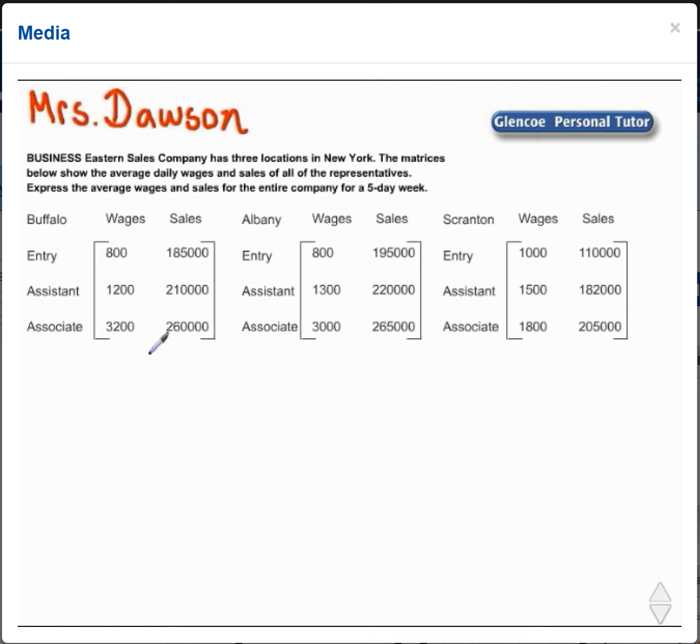To calculate the 5-day sales for the entire company, each matrix will need to be multiplied by 5. So we will take 5, and I'm going to call the Buffalo matrix B, plus 5, and we'll call Albany matrix A, and 5 times Scranton, which I'll call matrix S.